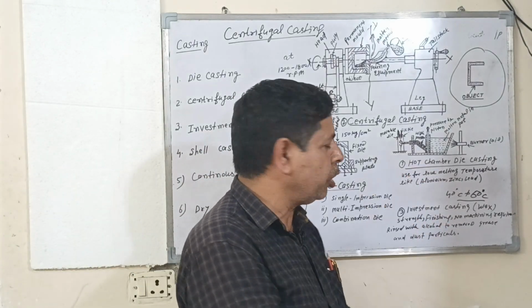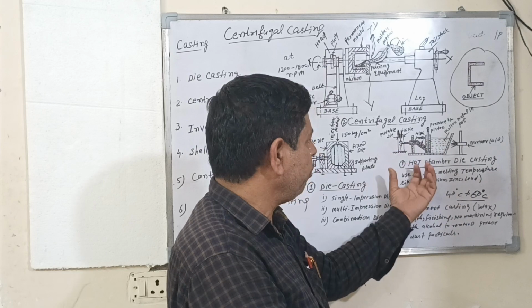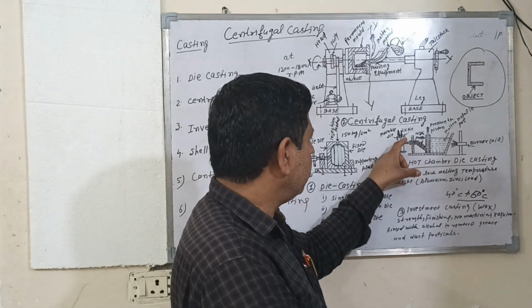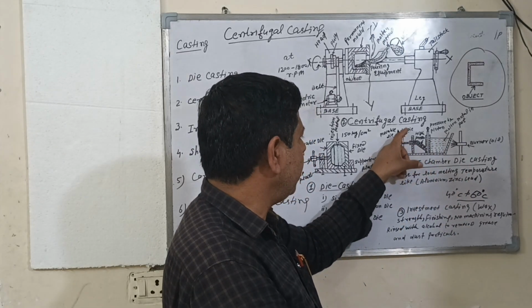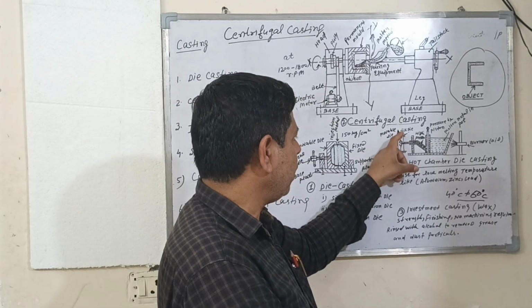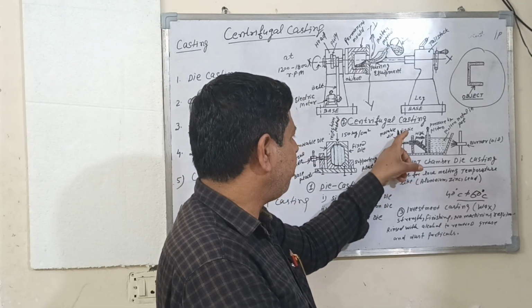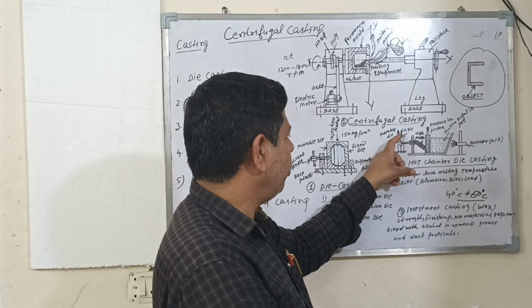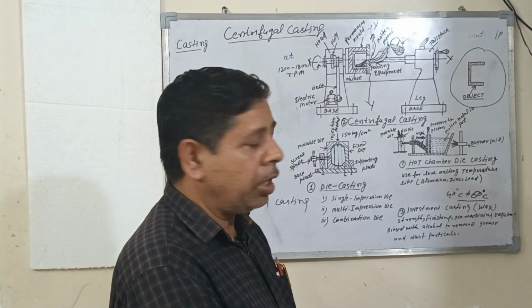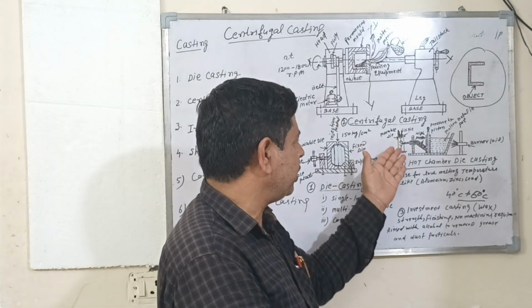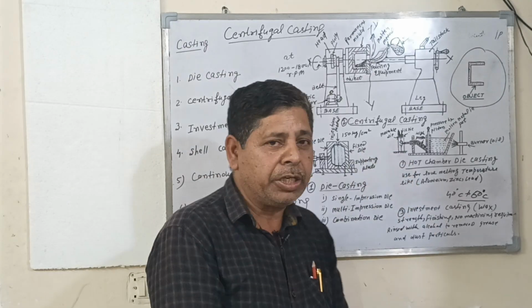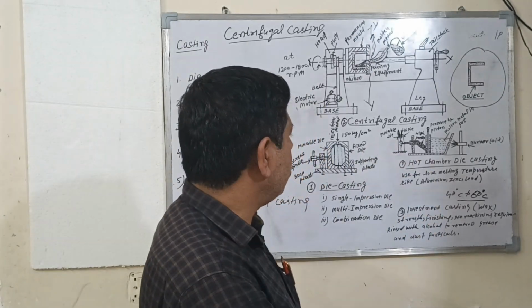Second number is cold chamber die casting. The figure is the same, the procedure is the same, but the die is cooled with the help of water. Two water pipes circulate water and are fixed in the fixed die and movable die to maintain the life of this die and also the quality of the components. This is the cold chamber.